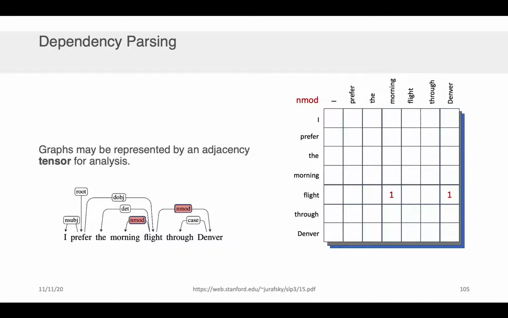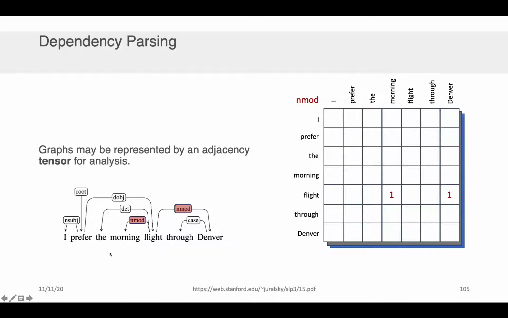Now, the great thing about graphs is that you can represent them by adjacency matrices, or because we have multiple classes that the relationships can hold, we might call it an adjacency tensor when you want to do analyses. So for instance, we could have a three-dimensional matrix here, and each of the two-dimensional slices that we're observing here could refer to one of the kinds of relationships that could exist between the words. And we could put a 1 when that relationship exists from one word to the other, and we could leave it blank or 0 otherwise.